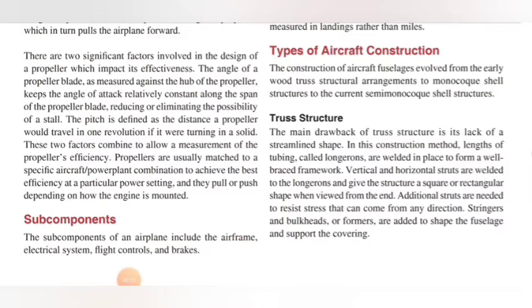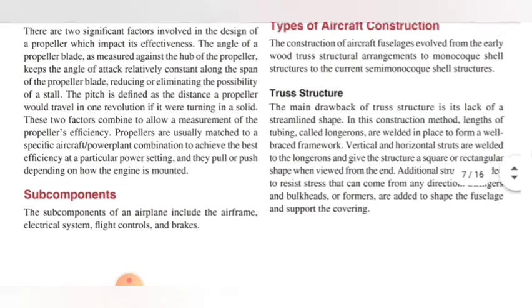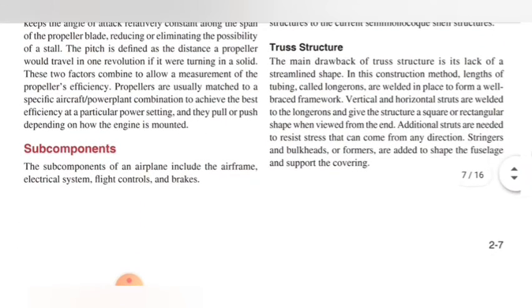The types of aircraft construction. The construction of aircraft fuselages evolved from the early wood truss structural arrangements to monocoque shell structures to the current semi-monocoque shell structures. Truss structure. The main drawback of truss structure is its lack of a streamlined shape.